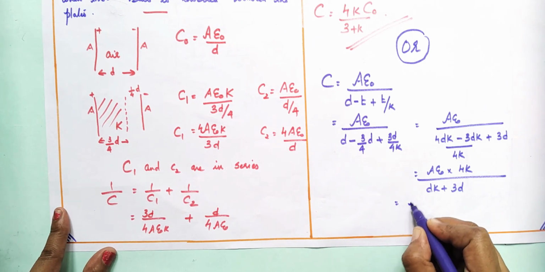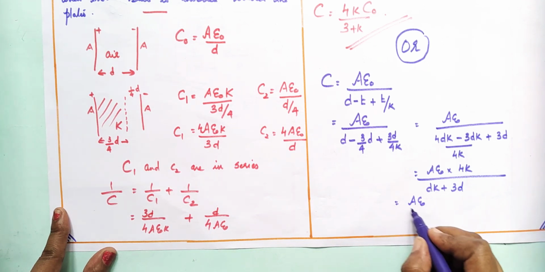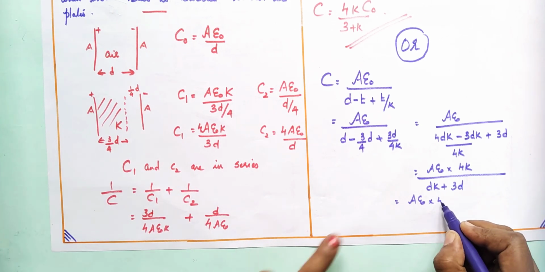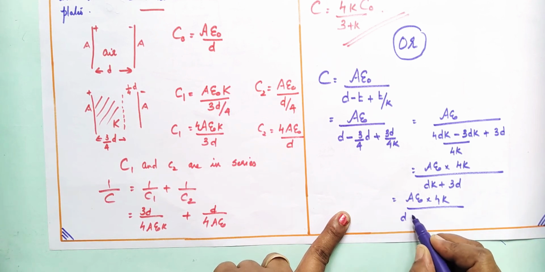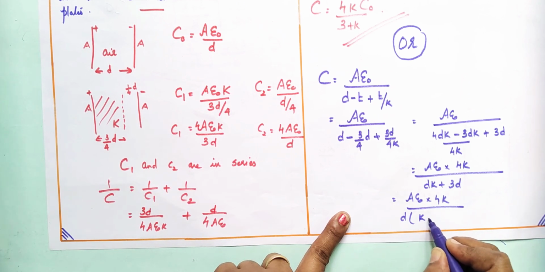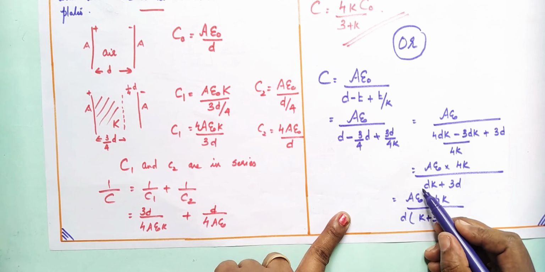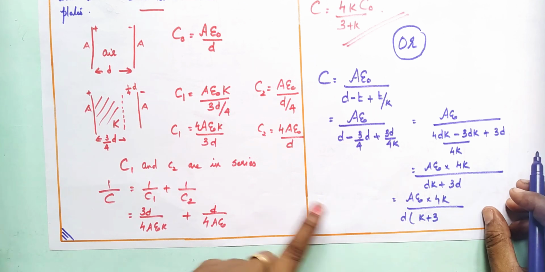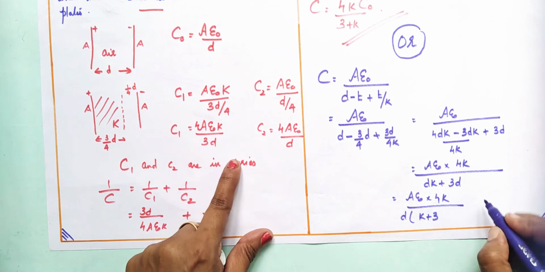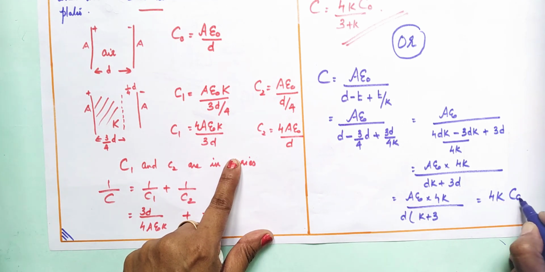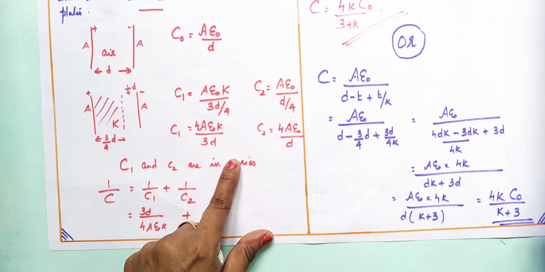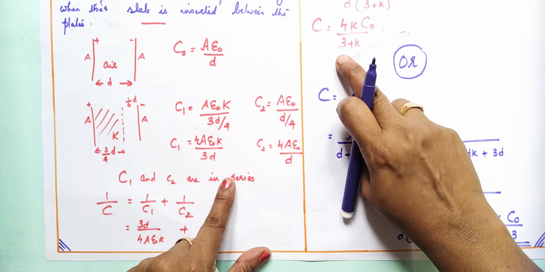Now it can be written as A epsilon 0 into 4K divided by, here D can be taken outside, so D into K plus 3. So as before, what is A epsilon 0 by D? That is the initial capacitance C0. So it is 4K C0 divided by K plus 3. That is the first answer, 4K C0 divided by 3 plus K.